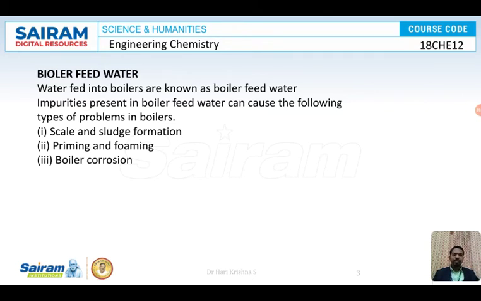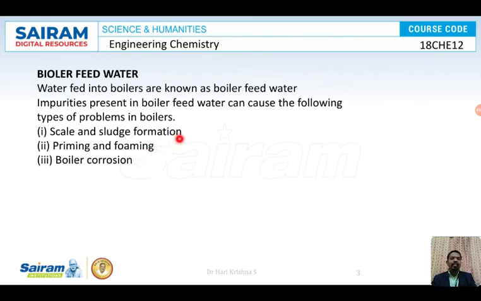The water which is used in industries, if purified, is first fed into the boiler. Then it is boiled and steam is used. In almost all industries, you are going to use steam. The water used in the boiler is called boiler feed water. If impurities are present in the boiler feed water, they can cause problems to the boiler, called scales and sludge, priming and foaming, and boiler corrosion. If boiler feed water contains impurities in the form of dissolved salts, it causes scales and sludge, priming and foaming, and boiler corrosion.